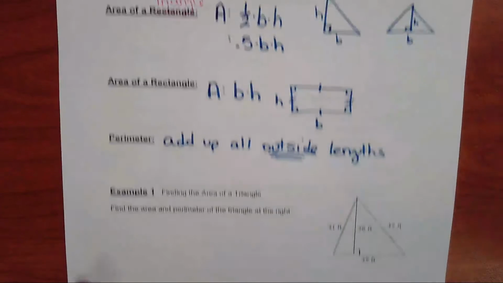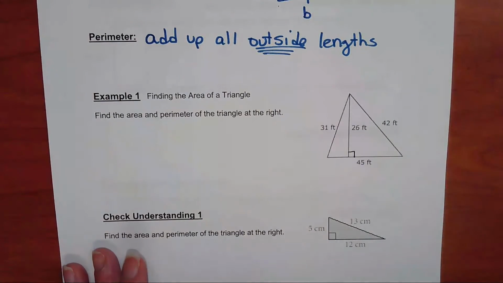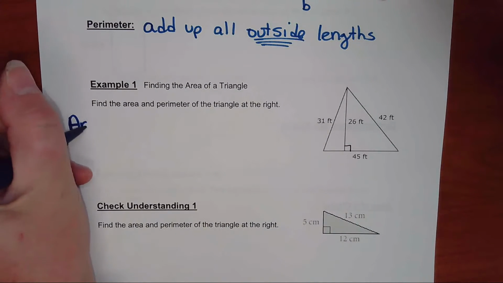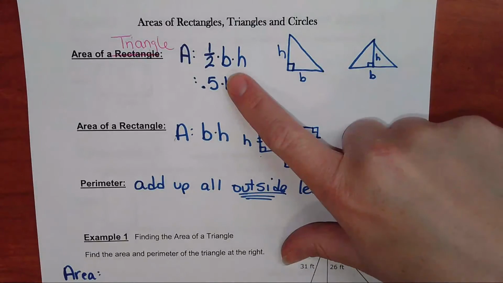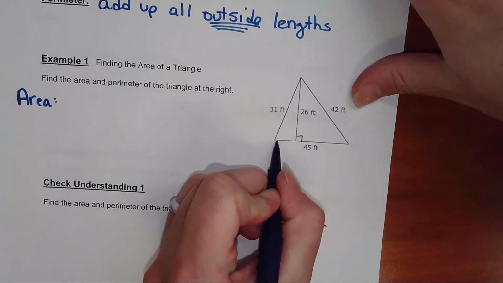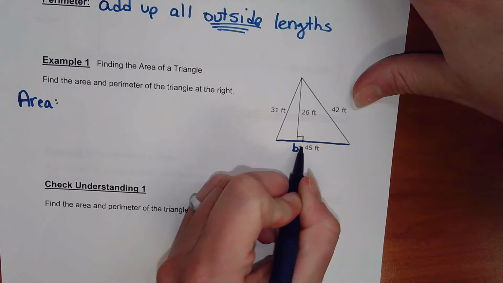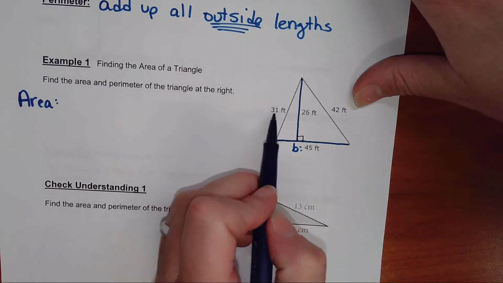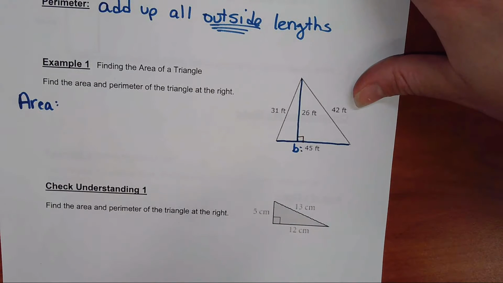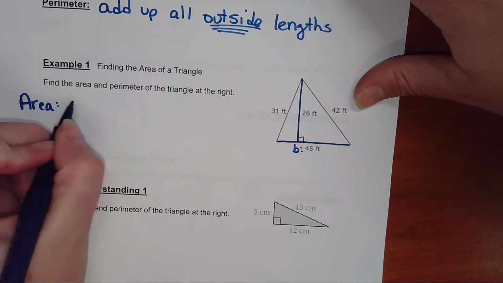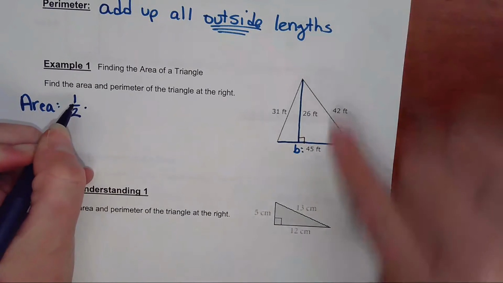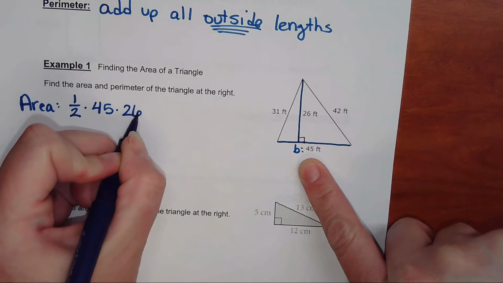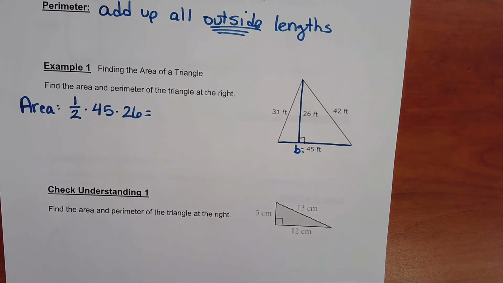So example 1 says find the area of a triangle. To find the area of this triangle, remember area is 1/2 base times height. So here's the base, here's the height. See, base and height come together at a 90-degree angle. These two are worthless to us for the area. We'll need them for the perimeter. So to find the area, you do 1/2 times the base times the height. And again, you can type in 0.5, that's totally fine.